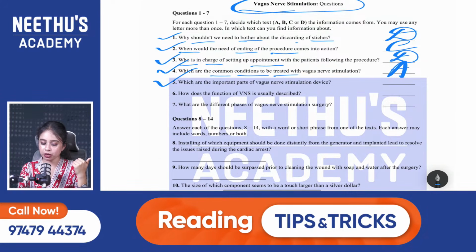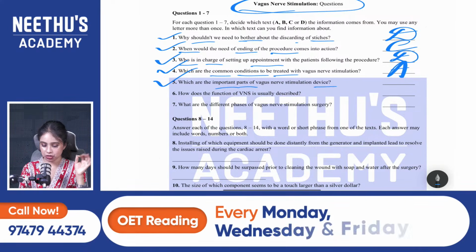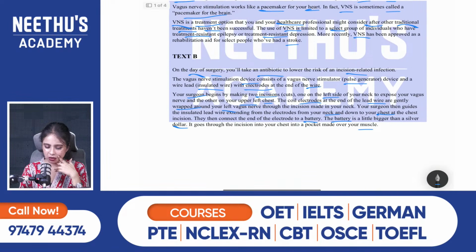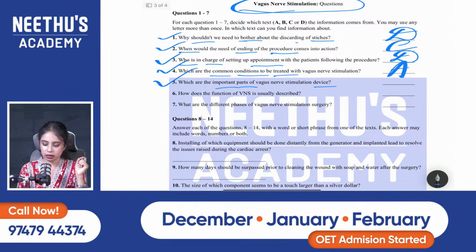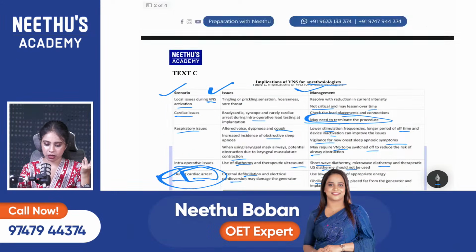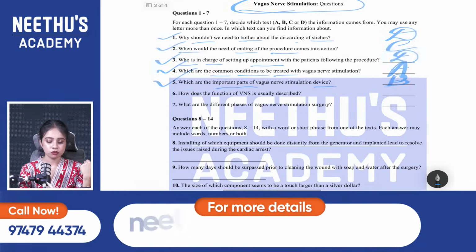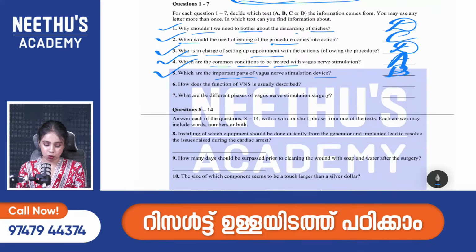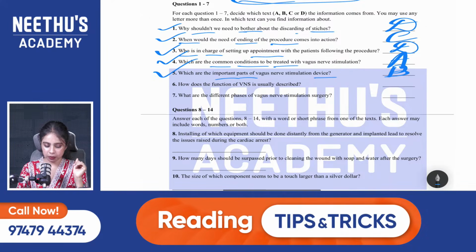Fifth one, which are the important parts of vagus nerve stimulation device? So, important parts, device. Where they've mentioned about some set of important parts of the device, that is here in text B. So, my answer is B. The vagus nerve stimulation device consists of pulse generator and so on. So, answer is B. Yes, Ganga. Very good dear. Yes, Sitara, Vismaya, Anu, Minu, Mohan. Fourth one is A. Fifth one is B. Then, sixth one.